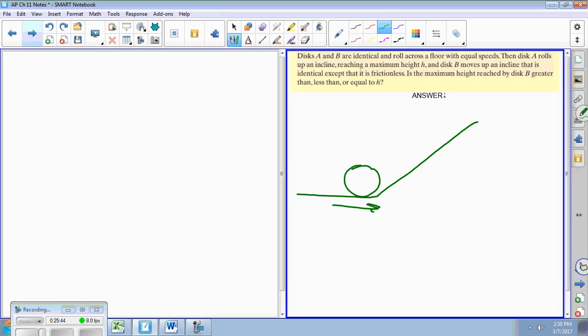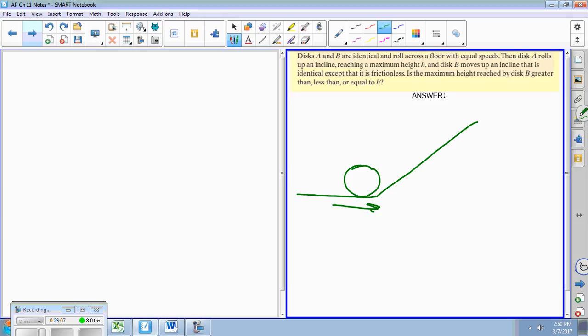Do you guys understand that? In other words, the one that has friction as it rolls up the hill, the rate at which it's spinning is going to slow down, right? You guys see that? Whereas the other one is going to just keep spinning at the same rate. Like a bowling ball with backspin. That's a perfect example.